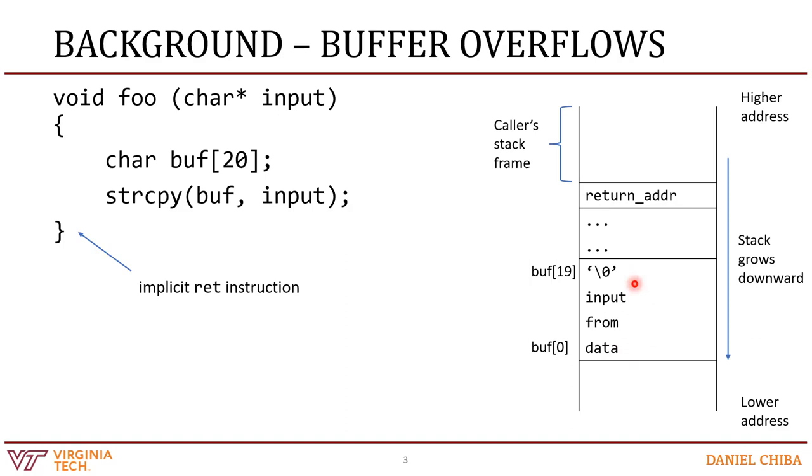And at some point, if your destination buffer is 20 bytes, you expect that the input buffer is 20 bytes or less. And since it's a string, there should be a null. That means there should be a null character within the first 20 bytes. And once this function completes execution, there is a ret instruction at the end.